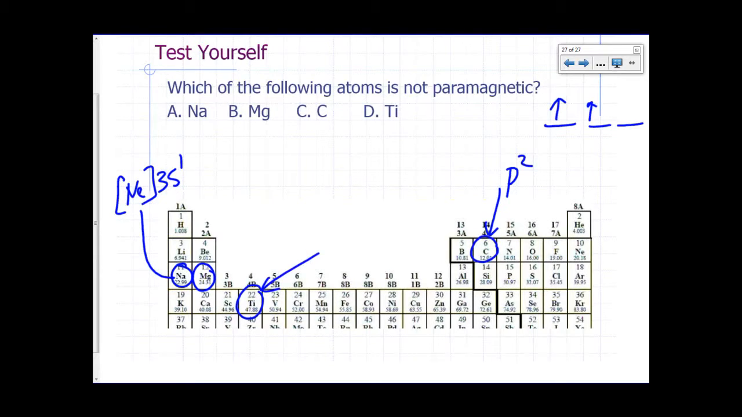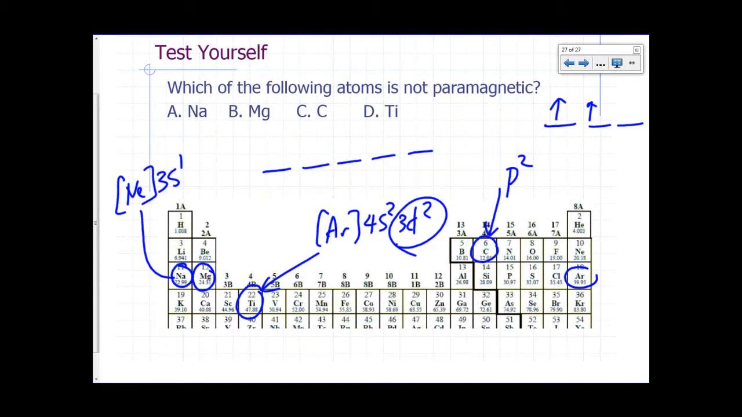Titanium, okay, that's an argon core, 4s2, 3d2. Okay, that d2 is partially filled. If you remember, d orbitals can accommodate up to 10. So there's many different ways of distributing those two electrons in the d subshell. Okay, d subshell can accommodate up to 10 electrons. So that's also partially filled. So these are paramagnetic. So sodium's paramagnetic, carbon's paramagnetic, titanium's paramagnetic.